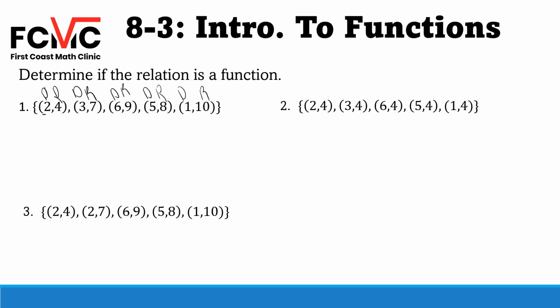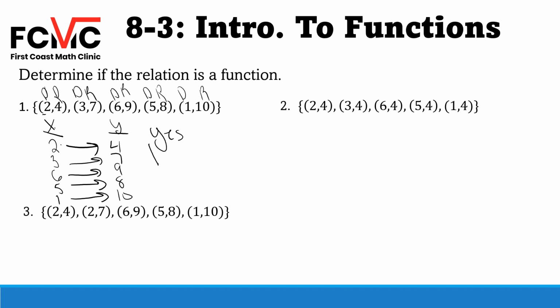And if we want to write a mapping rule just to help us to illustrate what this looks like, we've got 2, 3, 6, 5, and 1. And then for our range, we've got 4, 7, 9, 8, and 10. 2 to 4, 3 to 7, 6 to 9, 5 to 8, and 1 to 10. So each value in our domain, our x values, are paired with only one value in our range. So yes, this is a function.